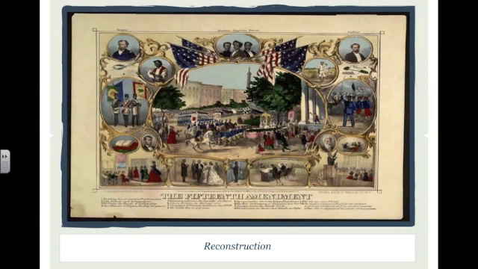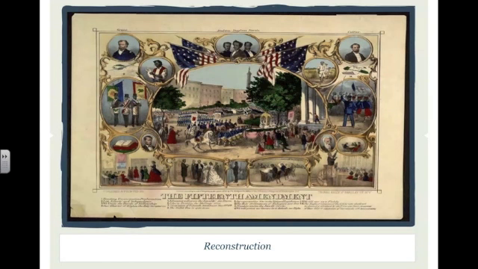And his plan was to have the southern states pledge their loyalty to the Union and that they were going to have to abolish slavery. So by the fall of 1865, every state but Texas had rejoined the nation.